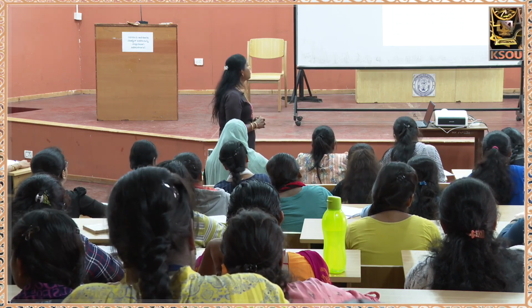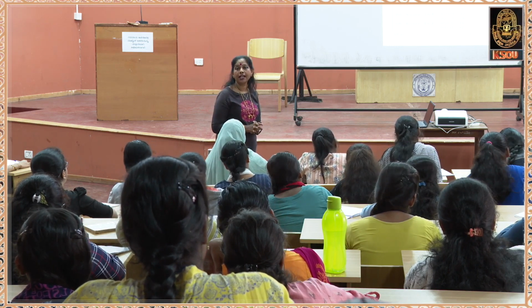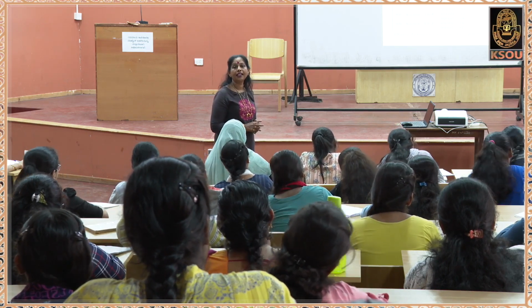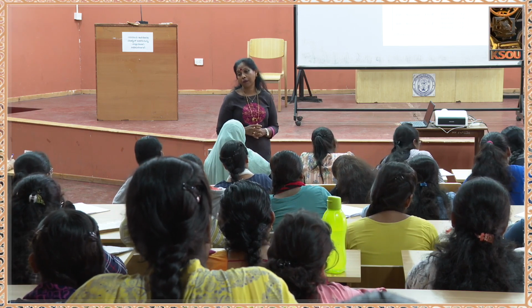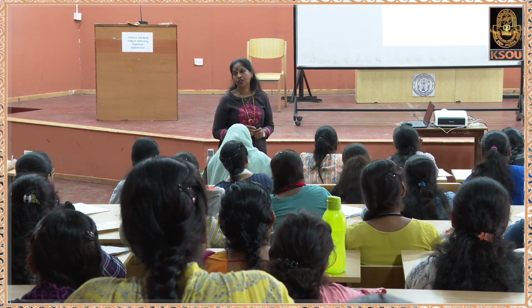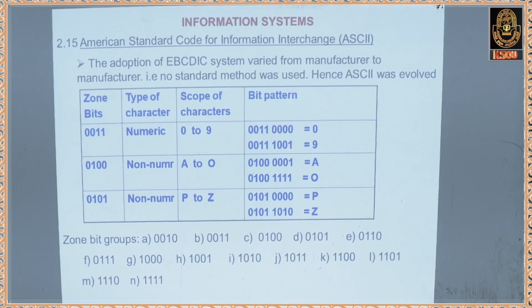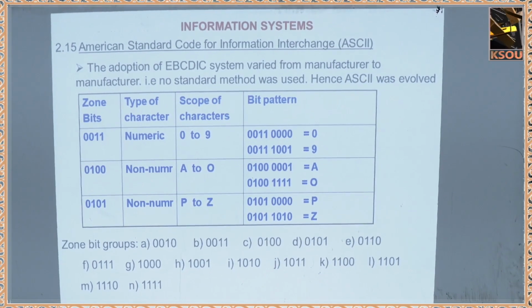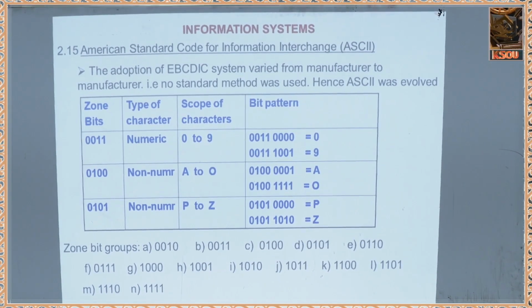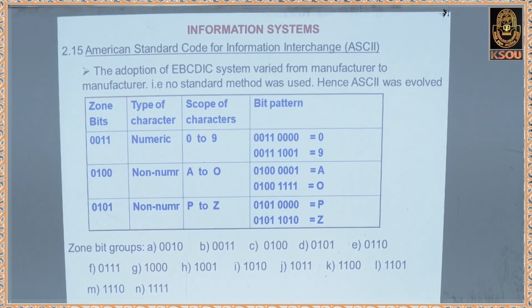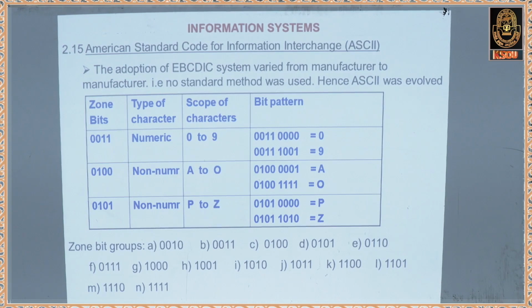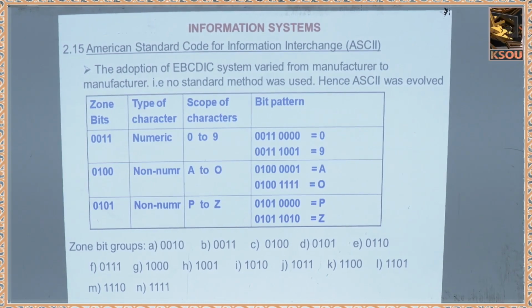So the maximum of how many characters does it represent? EBCDIC represents 256 characters. Okay? This is very important. We read it as ASCII. What is ASCII? American Standard Code for Information Interchange.